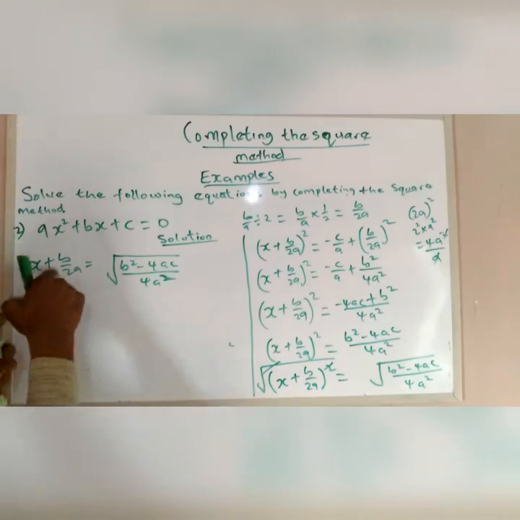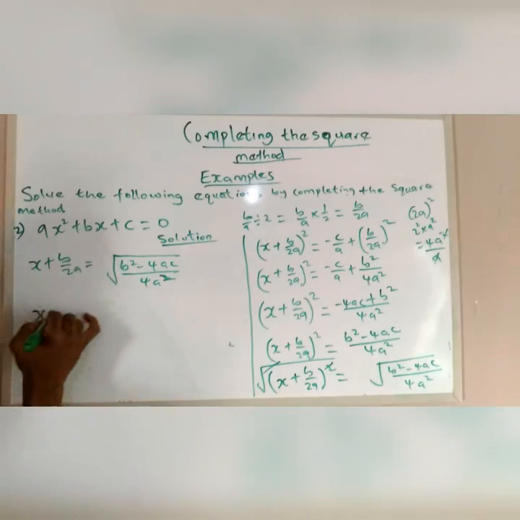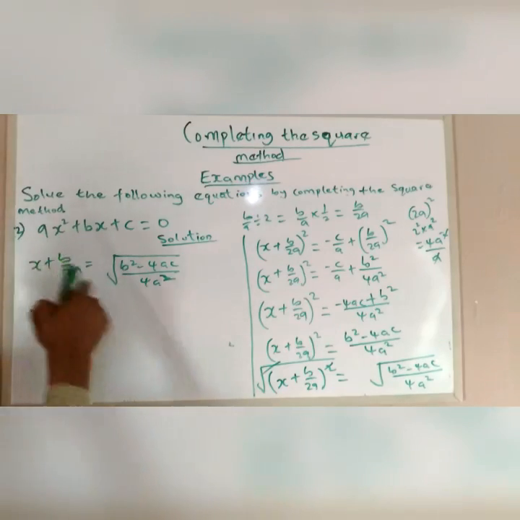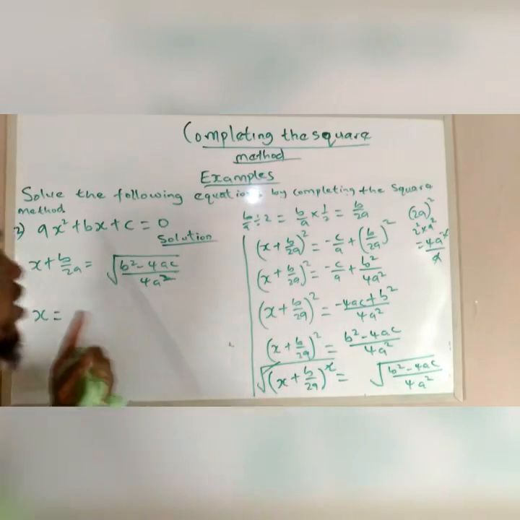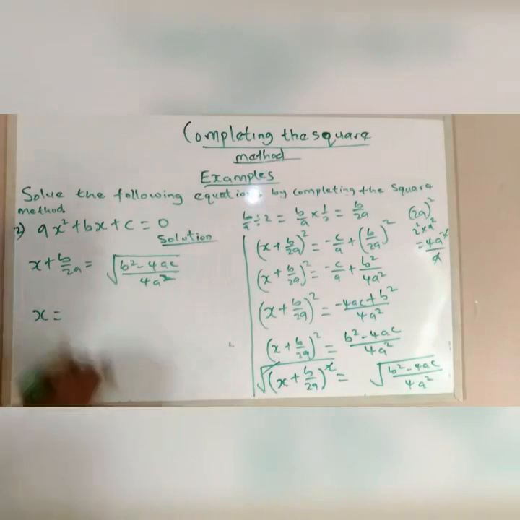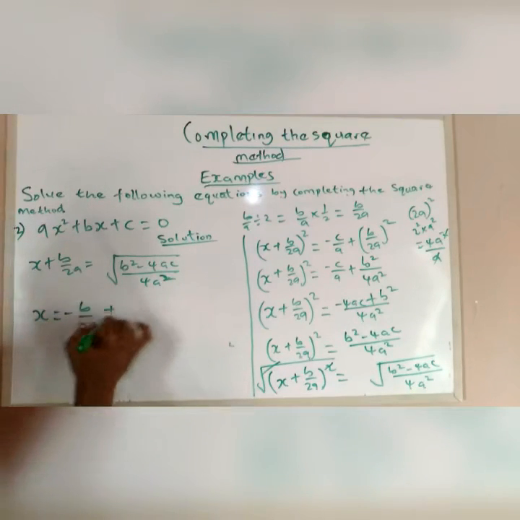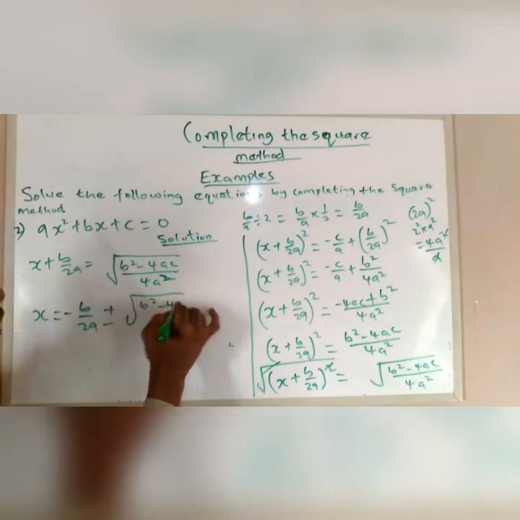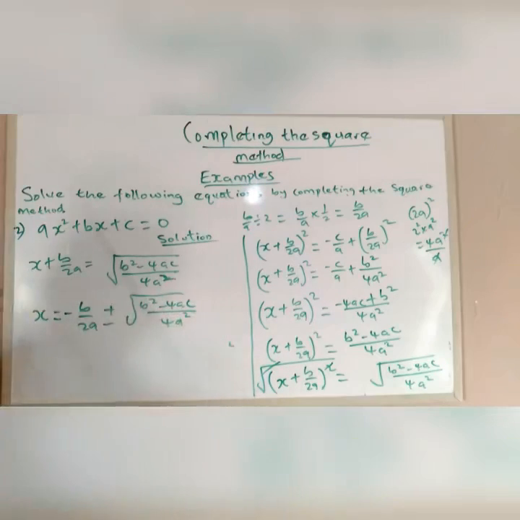Now, because we want to know the value of x, you take this one to the other side. So we have x equal to, when you take plus b over 2a to the other side, it becomes minus b over 2a because it is crossing over the equal to sign. So we have minus b over 2a plus or minus root of b squared minus 4ac divided by 4a squared.